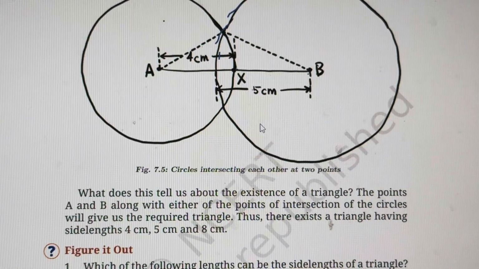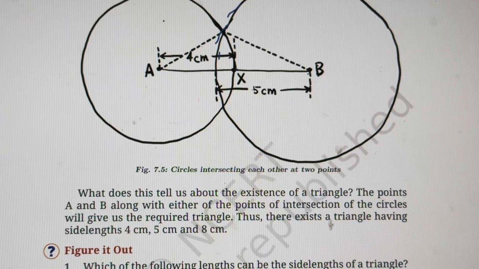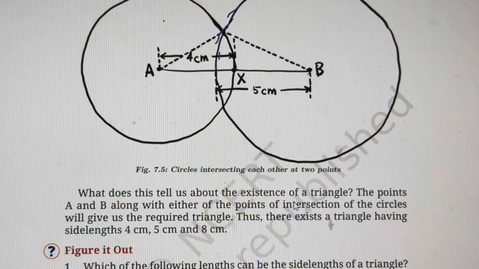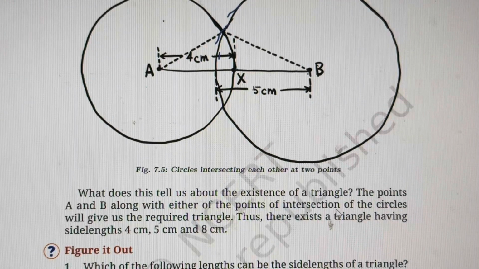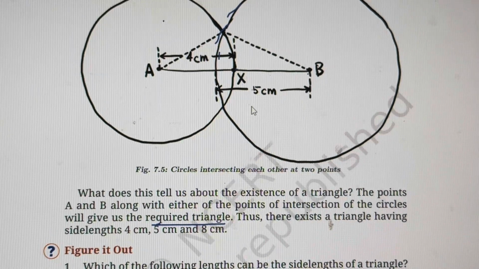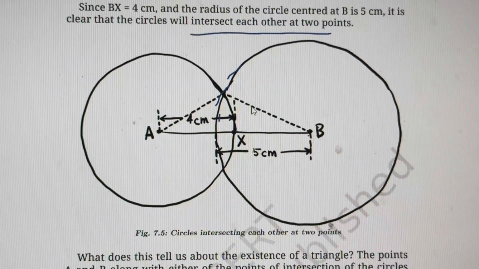So what does that mean? The points A and B along with either of the points of intersection of the circles will give the required triangle. That means the triangle exists, right? We just need to check whether the triangle exists or not.